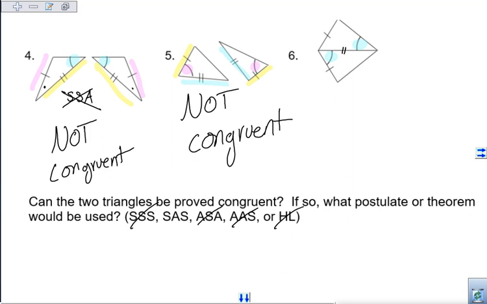So then we need to check and see where our sides are. We have one set of sides, and then that second set is the one that we marked. We have side, angle, side on the bottom one, but we have side, side, angle on the top one, so these are not congruent to each other.